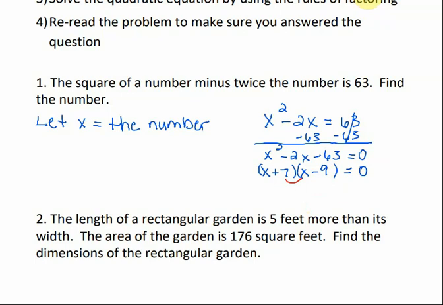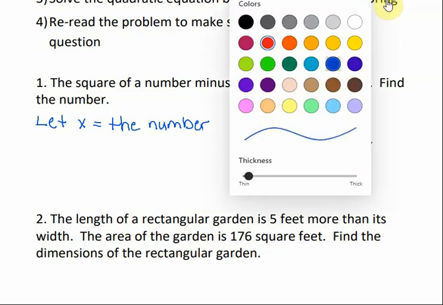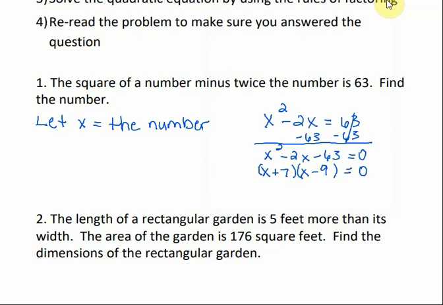So once I've factored my quadratic equation, then I want to set each factor equal to 0 and solve. All right, so x plus 7 equals 0, and x minus 9 equals 0. Well, if I subtract 7 from both sides, I get x equals negative 7. And if I add 9 to both sides, I get x equals 9. Okay, so both of these would be my solutions to my problem.